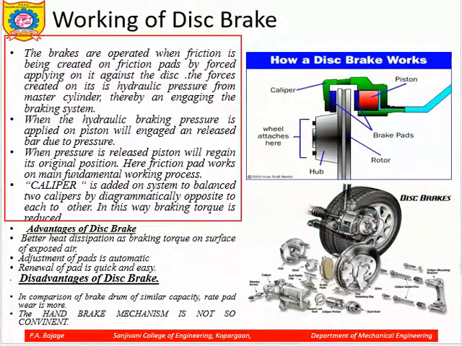You can see this is the caliper, this is the piston where the hydraulic pressure is acting, and these brake pads will come in contact with this rotor, also called the disc, and that disc is attached to the hub, which is connected to the stub axle. Now, the main advantage is better heat dissipation. The heat dissipation is quite good, and hence the braking is also very effective.